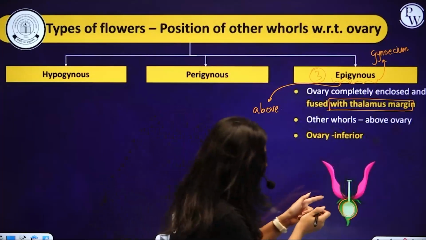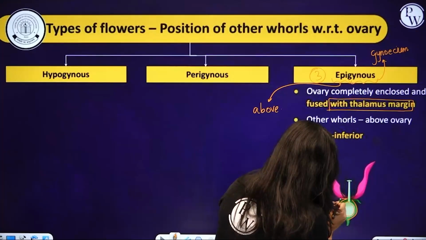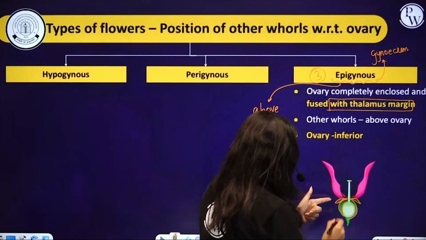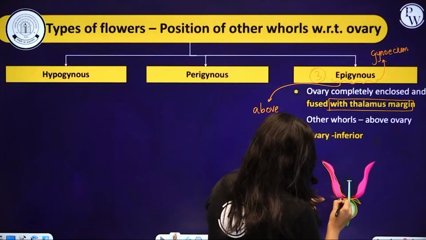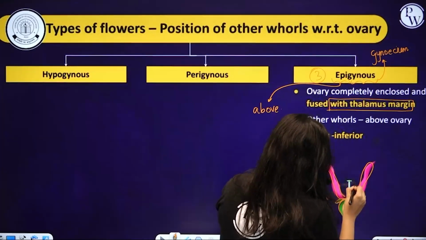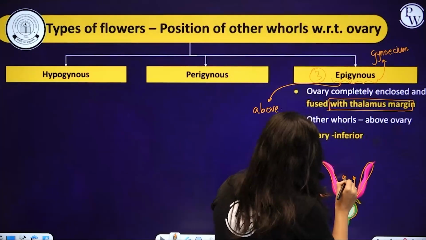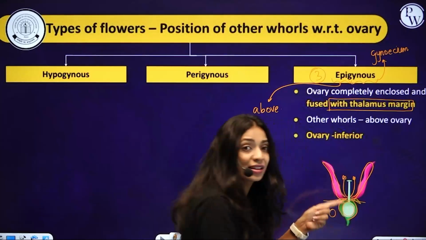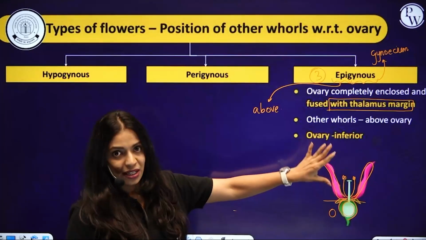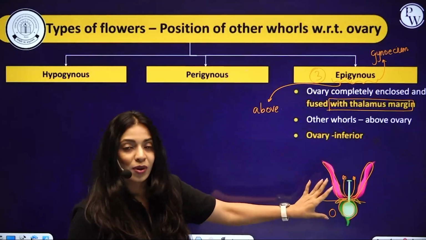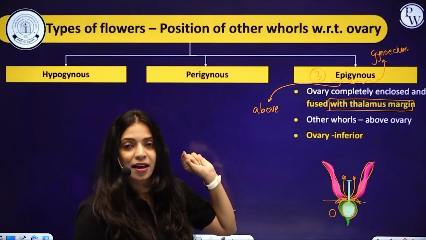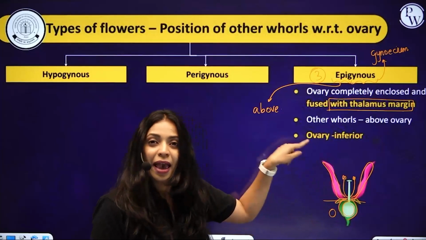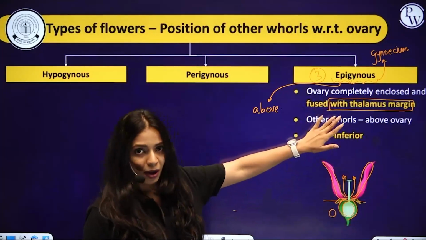Okay. So when you look at the other floral whorls here, they are arising from here. Here you have the calyx. Here you have corolla or petals. Here you have the androecium. So here is the ovary. Other whorls are arising from above the ovary. So we say that such flowers are epigynous. Gynous because gynoecium or ovary part. Epi because they are arising from above.